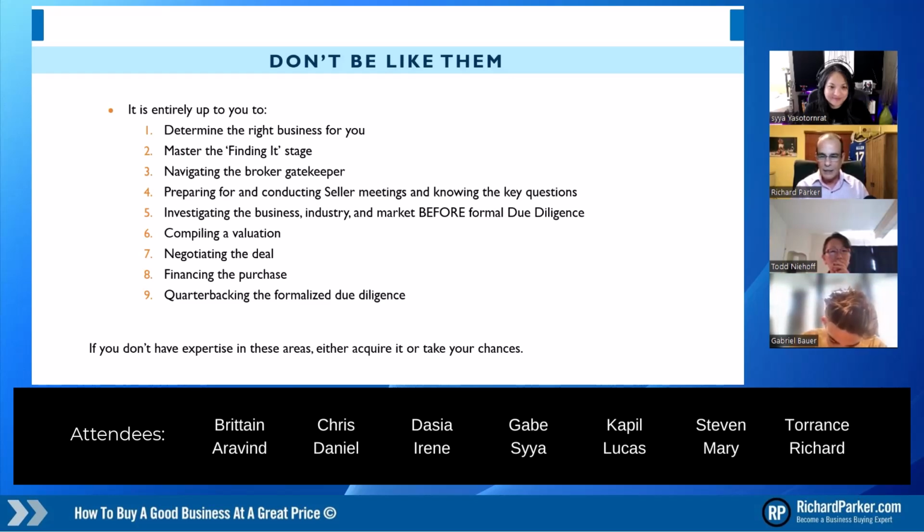Navigating broker gatekeepers, preparing for and conducting seller meetings, and knowing the key questions to ask and the answers to look for. Investigating the business, the industry, and the market before the formalized due diligence is critically important, because you have to get your start on due diligence very early. If not, you're not going to have enough time. Now, these things we're referring to, when you go back and look at prior videos, we've had sessions on all of these. But again, these are all up to you, the buyer, not your accountant, not your attorney.